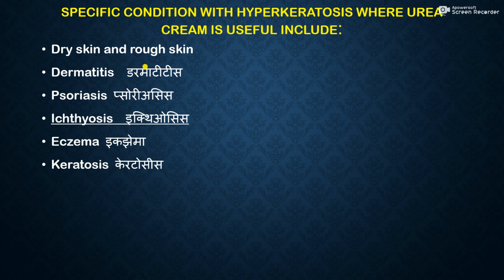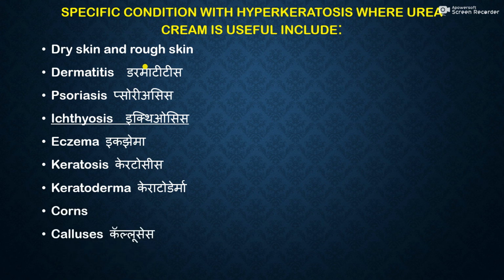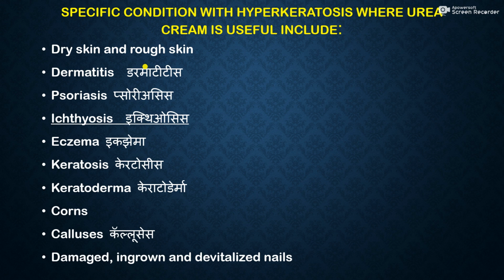Keratosis is also a skin disease, and so is keratoderma. These can be treated with creams having urea. Then corns, calluses, and damaged, ingrown and devitalized nails, such diseases of the skin and nails can be cured by using urea creams.